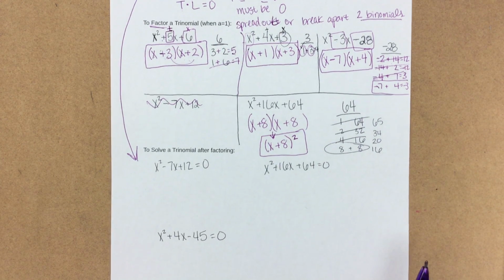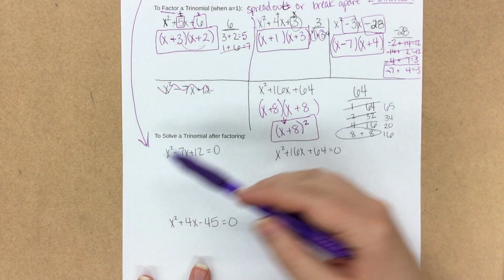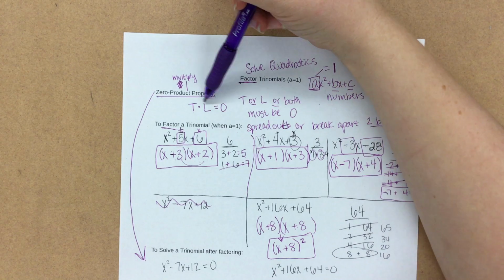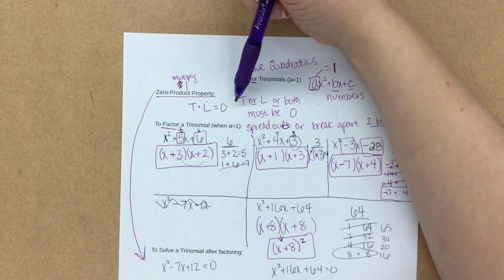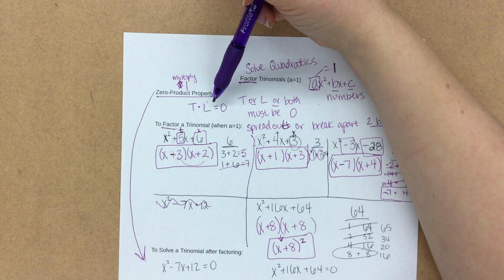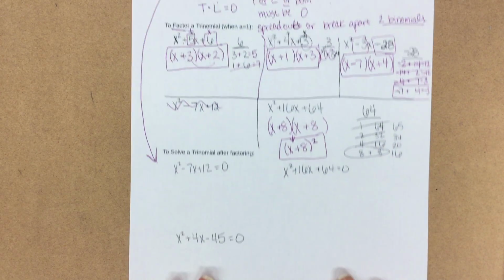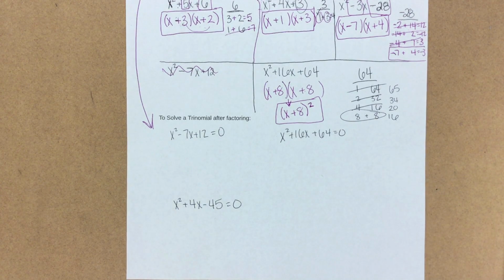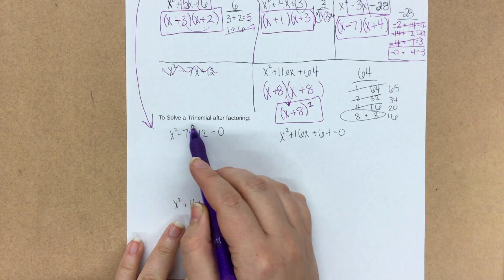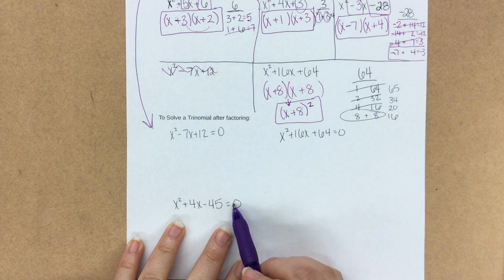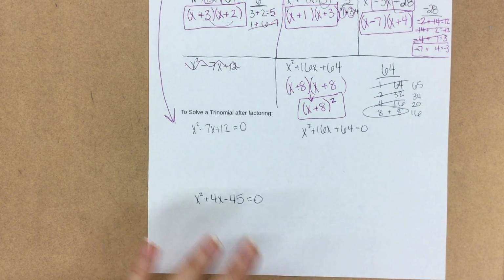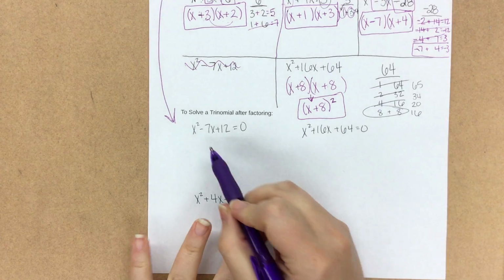Okay. So how does this all help us? Okay. I'm going to go back up to that zero product property real quick. Remind you that when we multiply two things, if they equal 0, one of those two things must equal 0. Okay. So let's bring that down here. So to solve a trinomial after factoring, you notice all these problems are set equal to 0, and previously they were not. So I'm going to start with factoring, and then I'm going to show you how you can actually solve. Okay. So here's our example.